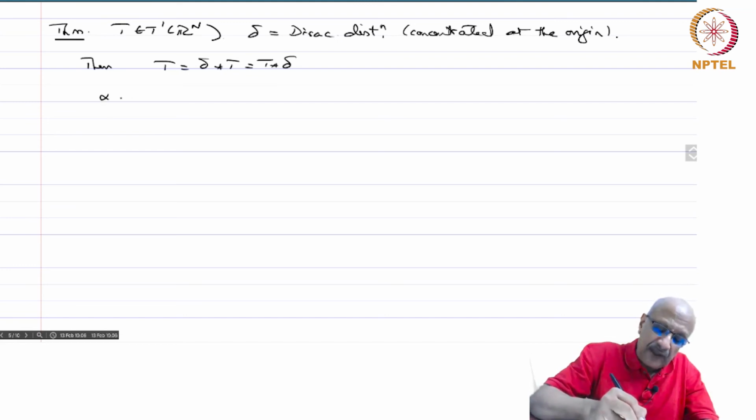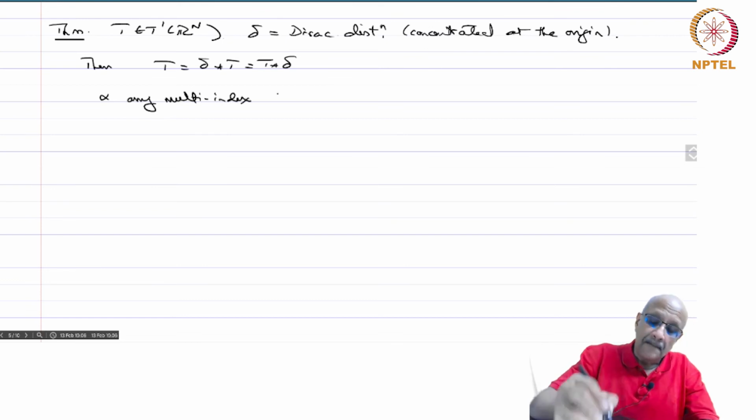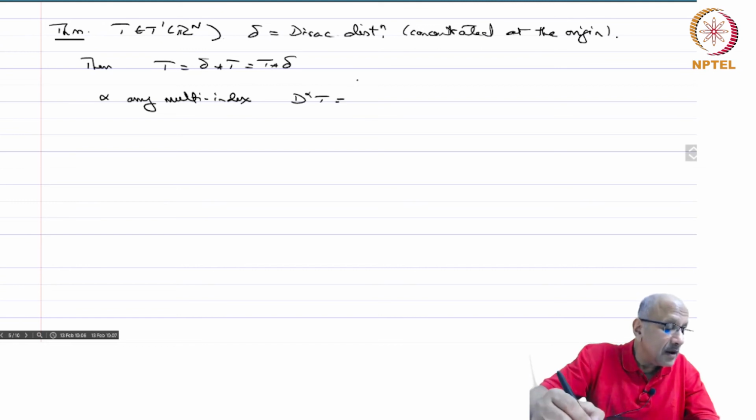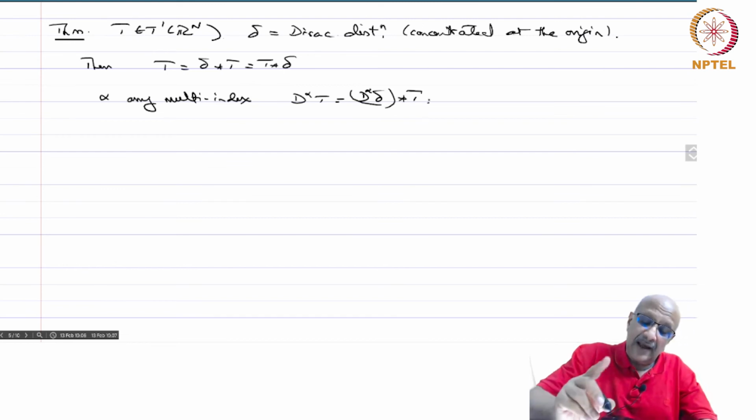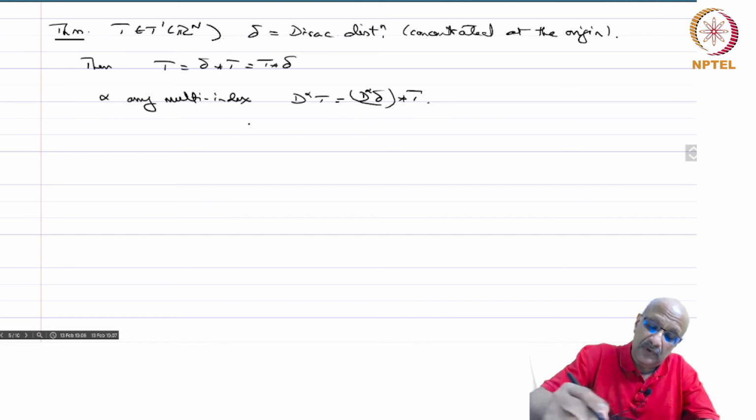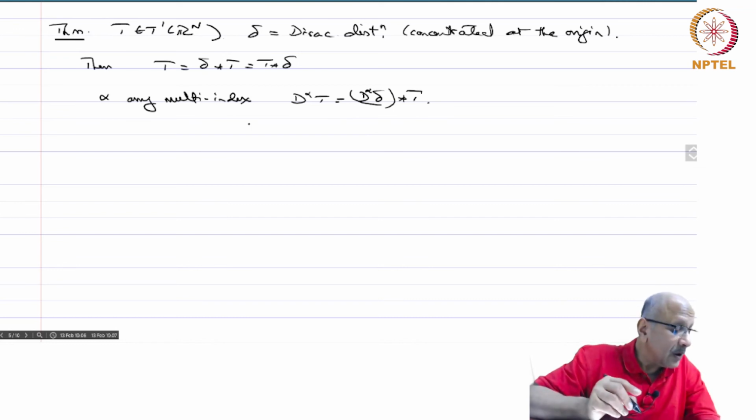If alpha is any multi-index, then d alpha T equals d alpha delta star T. Remember, delta has support a singleton at the origin, so do all its derivatives, and therefore it is a distribution with compact support. Therefore, you can convolve it with any other distribution, there is no problem. Okay, so proof.